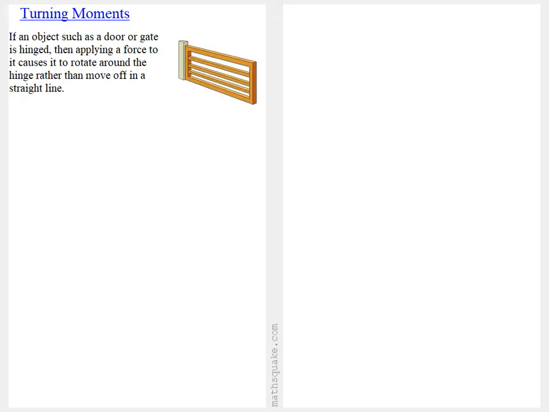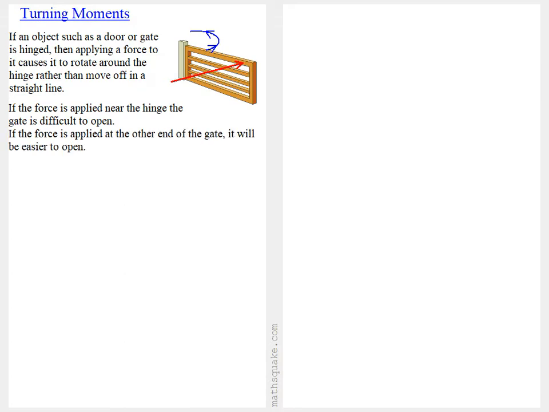For example, if an object such as a door or a gate is hinged, then applying a force to it causes it to rotate around the hinge rather than move off in a straight line. In this case, it's quite important where we apply the force. If the force is applied near the hinge, the gate is difficult to open. If the force is applied to the other end of the gate, it'll be easier to open.